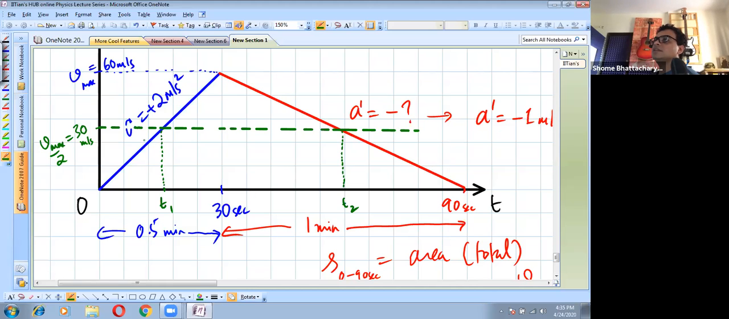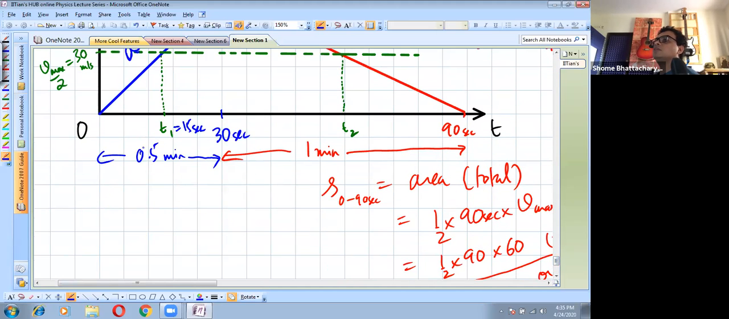We'll just use this line's property, that is, slope is equal to this much. Its slope is equal to the acceleration, which is, so you can see here, you can just use similarity of triangles also. In 30 seconds, how much is the velocity becoming? 60. So after how many seconds would it be 30? This must be 30 by 2. This must be 15 seconds. So this is how we use it.